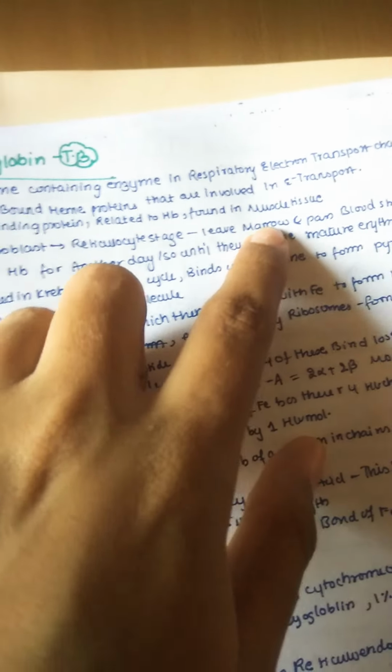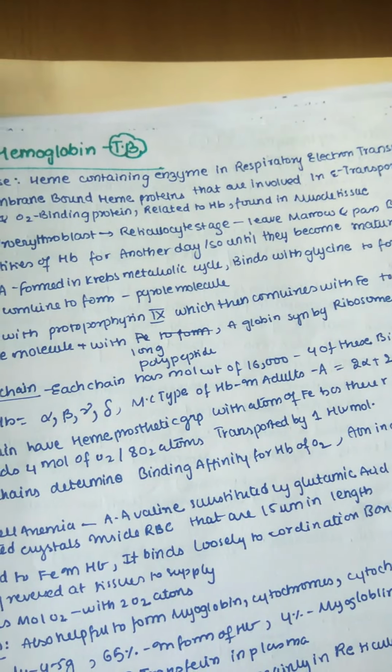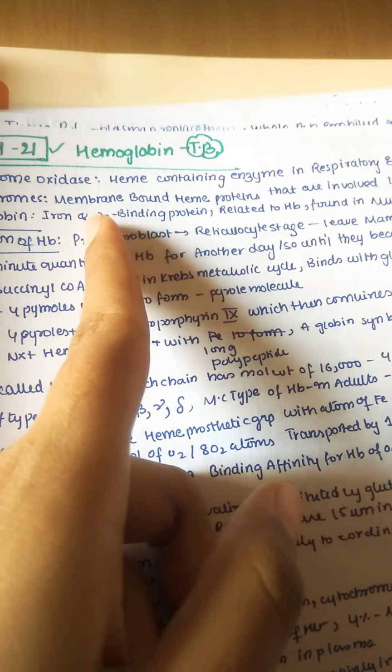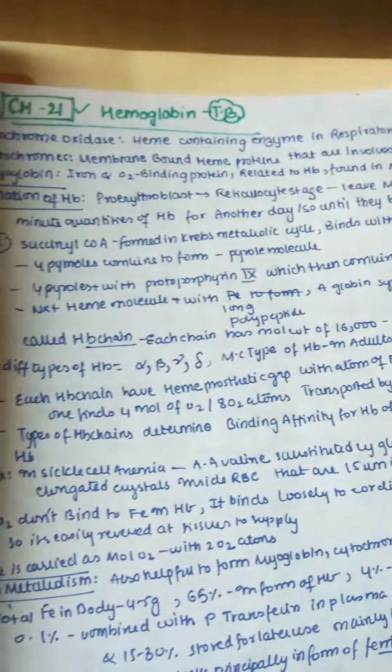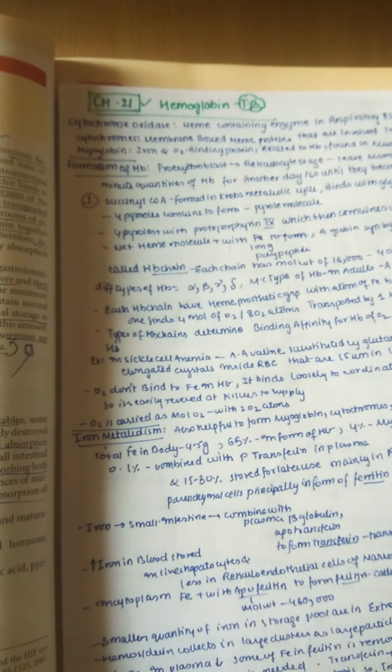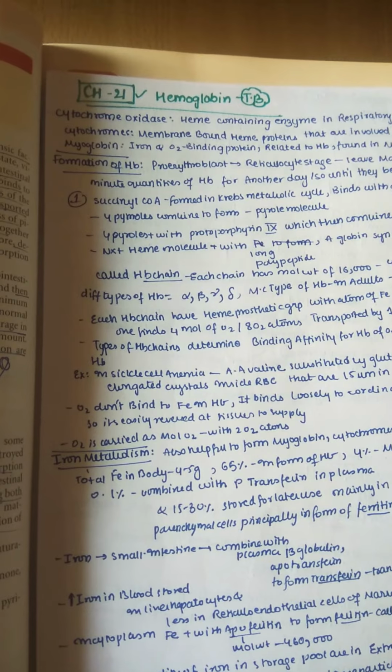It is found in the muscle tissue. As we are saying, in blood we have our hemoglobin, and in muscle it has myoglobin. It is also involved in protein, oxygen and iron binding, the same as our hemoglobin. Next, let us see. Now we will understand the process of formation of hemoglobin.